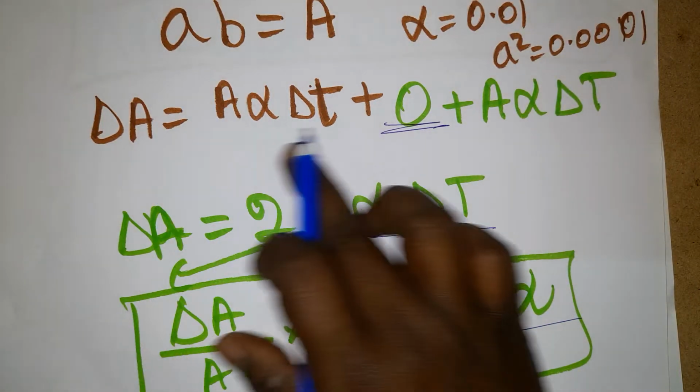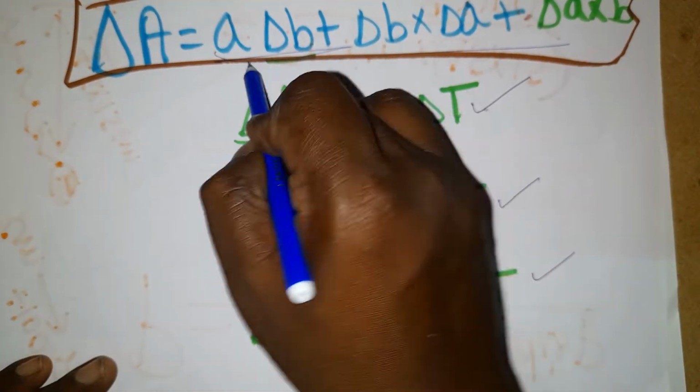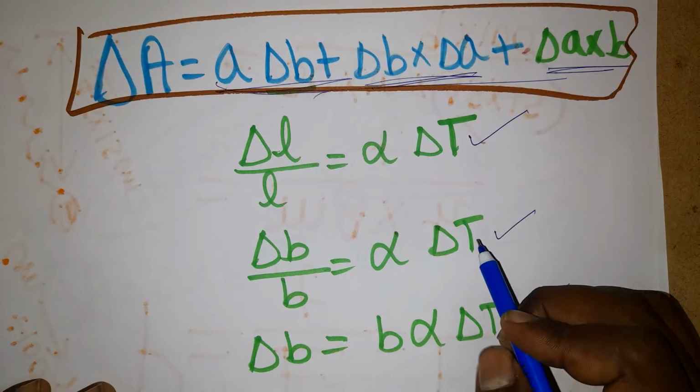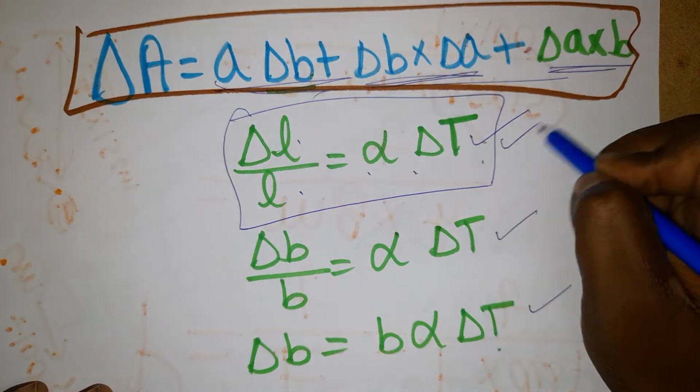Area 1, area 2, area 3. Now I have to calculate del B. This is the linear expansion: del L by L is equal to alpha del T. We already know this.